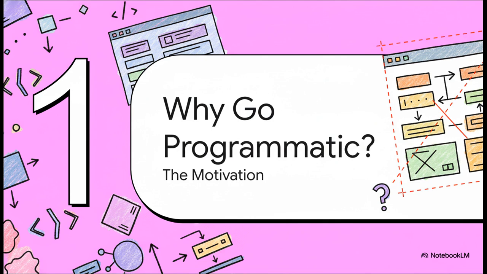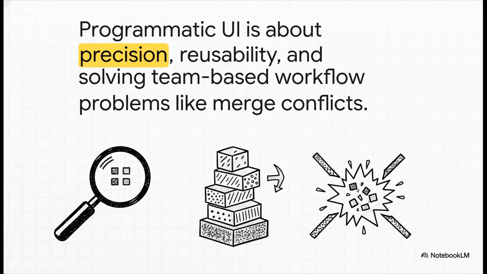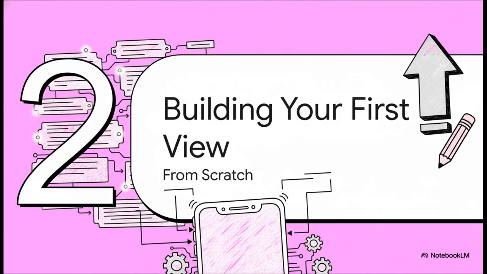First up, we're going to explore the core motivation here. Why on earth would a developer choose to write code for their UI instead of just using the simple drag-and-drop world of storyboards? Well, the answer is actually way bigger than just personal preference. This is about gaining serious precision in your designs, building components that you can reuse all over your app, and this is a big one, solving those real-world workflow problems that always pop up when you're on a team. You know what I'm talking about, those awful merge conflicts that happen when two people try to change the same visual file. Yeah, this helps fix that.